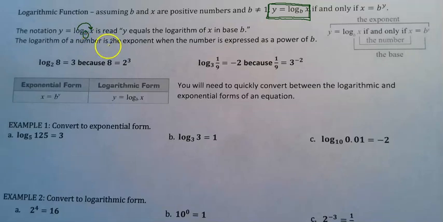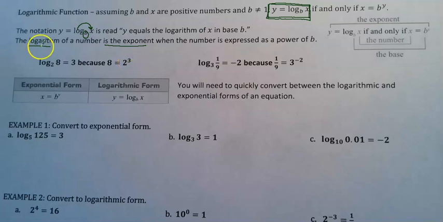The logarithm of a number is the exponent when the number is expressed as a power of b. So let's think about that again. The logarithm of a number is the exponent when the number is expressed as a power of b. All right, so let's look at this. What is the log of 8 in base 2? It equals 3, because 8 equals 2 to the power of 3.